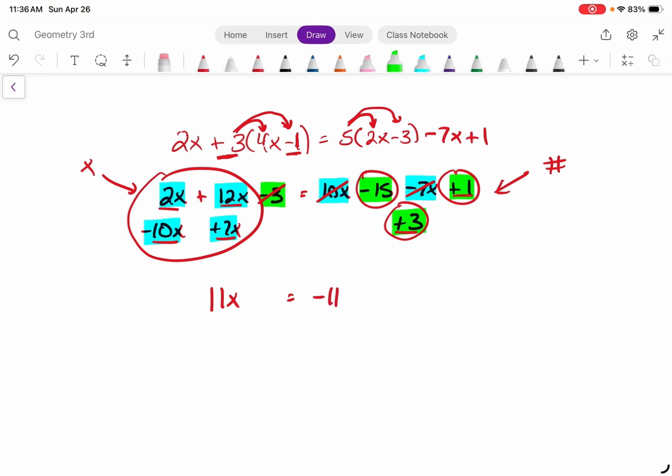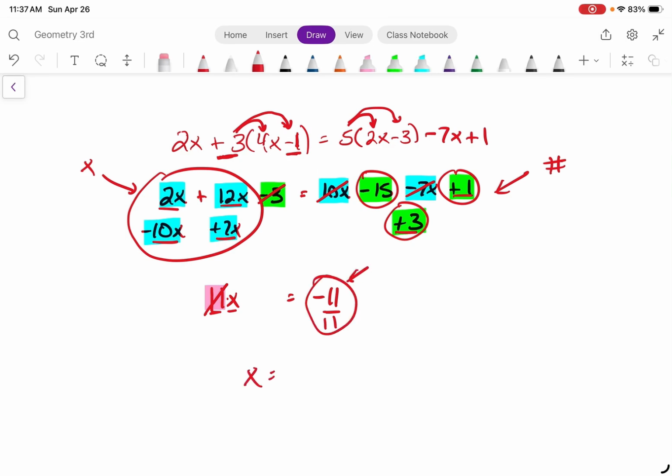And then the very last step, we're no longer trying to move a term. We now want to move a partial term. We want to move just the 11. And again, to move things, we always do opposites. Since 11 is being multiplied by x, we're going to mark it out. And instead of multiplying, we're going to move to the other side by dividing. So we now have x equals negative 11 over 11.